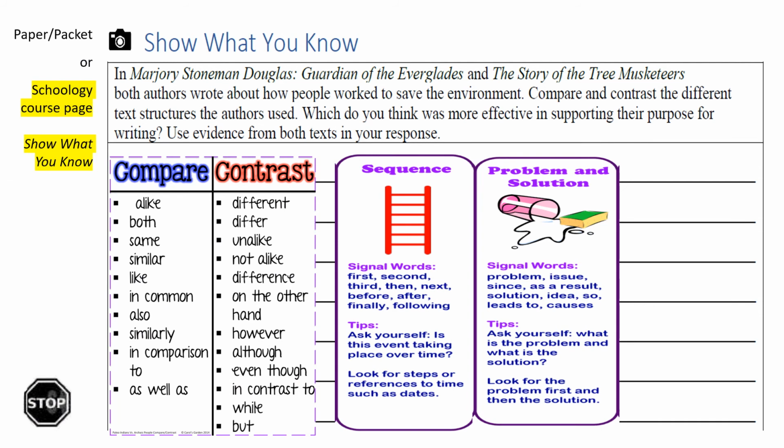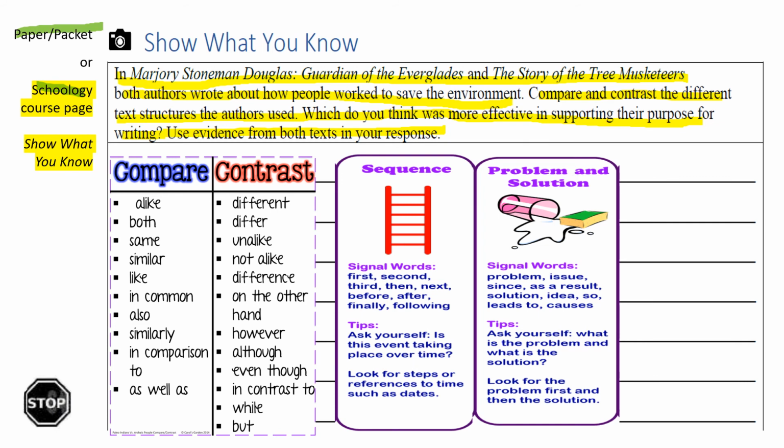All right, so back to our Show What You Know. Remember, this can be done on paper, in the packet, or directly onto Schoology in the Show What You Know section. In Marjory Stoneman Douglas, Guardian of the Everglades, and The Story of the Three Musketeers, both authors wrote about how people work to save the environment. Compare and contrast the different text structures the authors used. Which do you think was more effective in supporting their purpose for writing? Use evidence from both texts in your response.